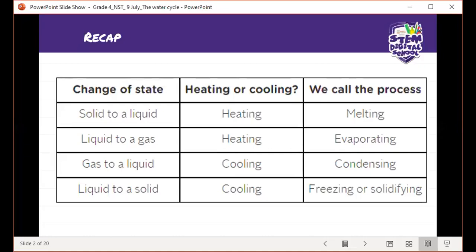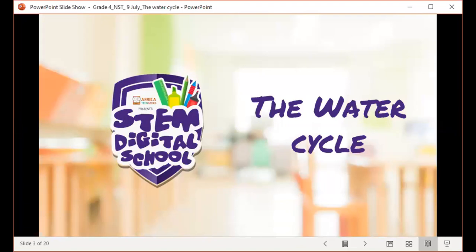All right, so today, guys, we are moving on to the next subtopic under materials around us, which is the water cycle. Remember, yesterday we had a conversation about the change of states and how it also happens in nature. Now we are going to deal with the water cycle. As you can follow in your textbooks, it is the topic that follows.